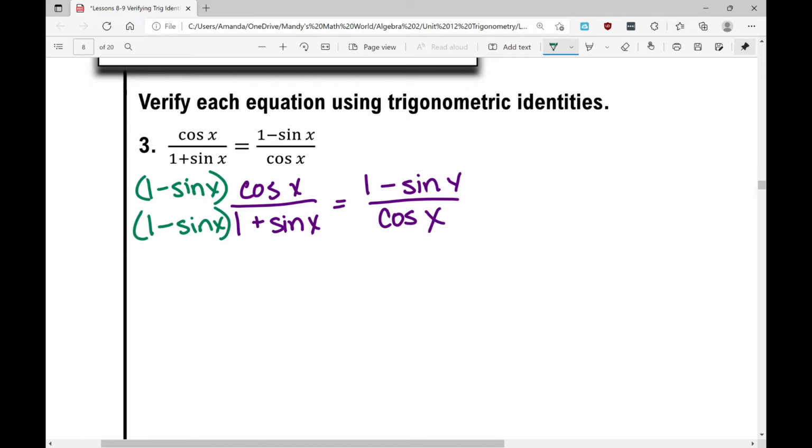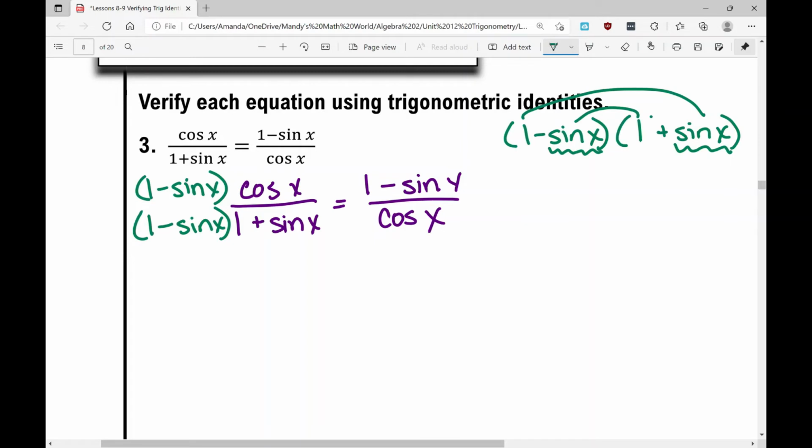So now, if I were to do 1 minus sine x times 1 plus sine x and multiply, just like we did binomials, right? So this is like its own term. So 1 times 1 is 1. FOIL it. 1 times sine x is sine x. 1 times negative sine x is negative sine x. So those cancel out. And then we've got negative sine x times positive sine x. And when I multiply all that together, I get 1 minus sine squared x.